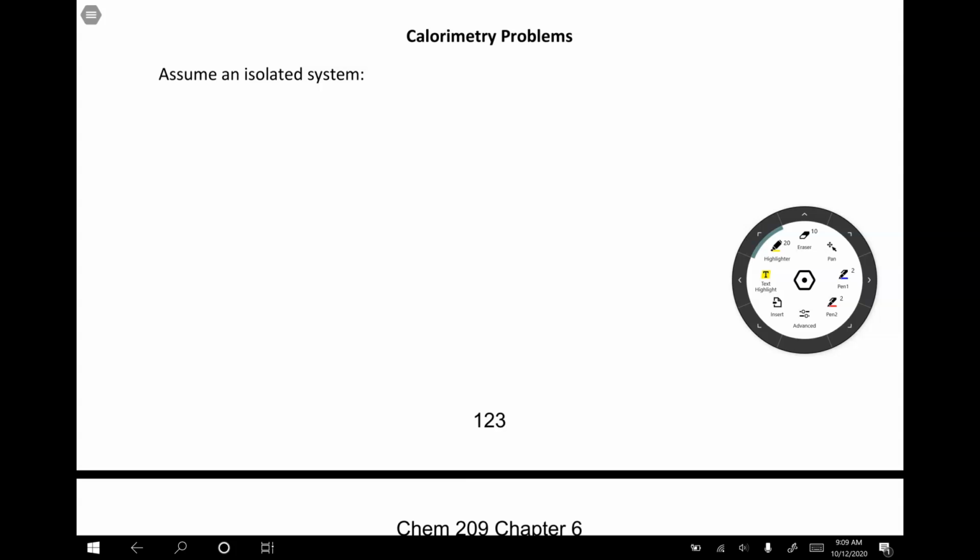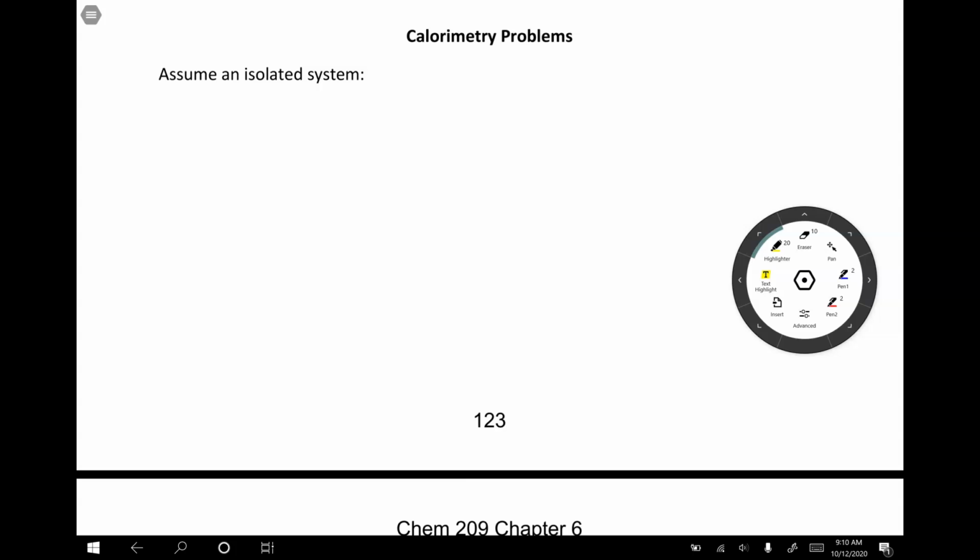So I am looking at page 123, and I want to start to define calorimetry problems. And just a word of warning, I think that these calorimetry problems are probably the most challenging type of problem that you're going to encounter in College Chemistry 1.